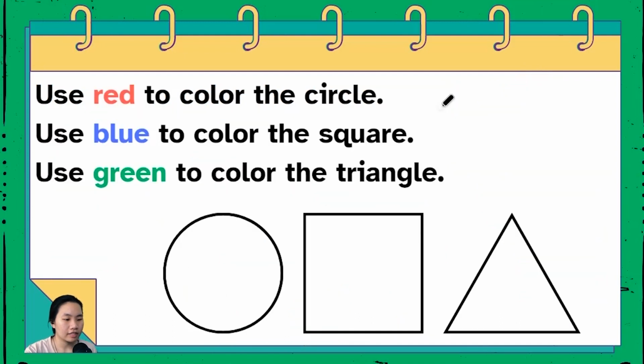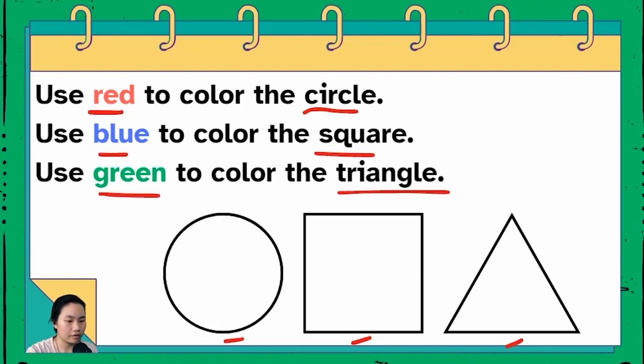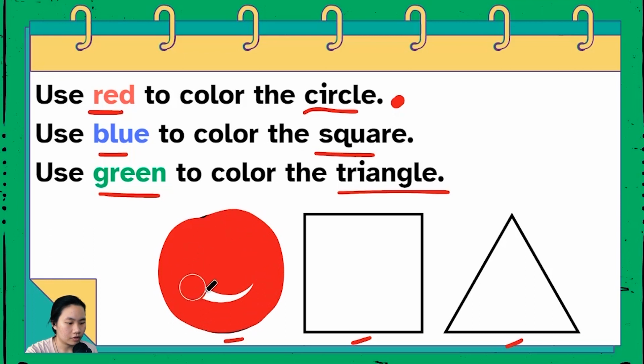For our next activity, we're going to be coloring the shapes that we've learned in our last lesson. We have a circle, a square, and a triangle. We're being instructed to use red to color the circle, use blue to color the square, and use green to color the triangle. Firstly, I have red, right? Red to color the circle. I'm gonna make my pen really big and then color in the circle.